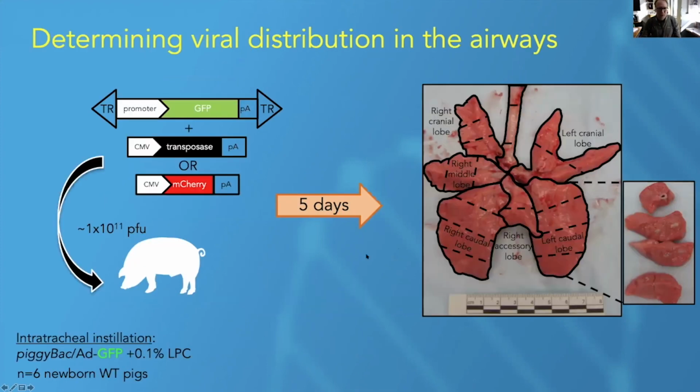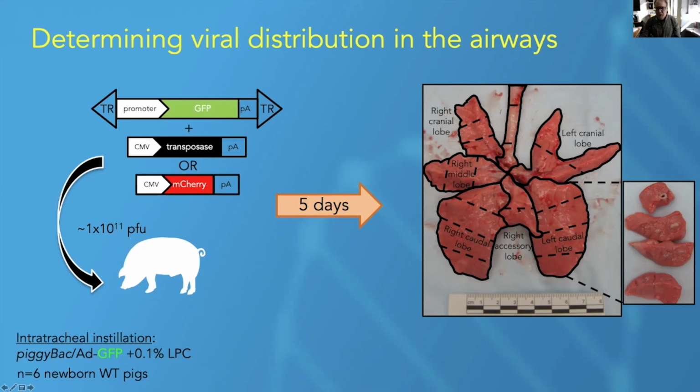So in pigs, we picked a 5-day time point. To date, we've only done an early time point. As before, we used the microsprayer, so we delivered the vector, either the transposon with the transposase or an mCherry negative control, to newborn pigs at 10 to the 11th PFU. This was formulated with 0.1% LPC. That helps open up tight junctions and allows the vector access to the basolateral receptor.